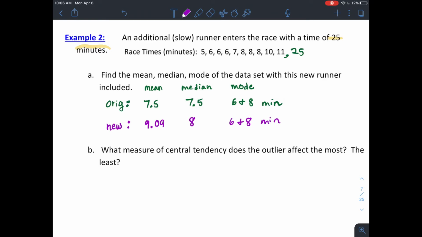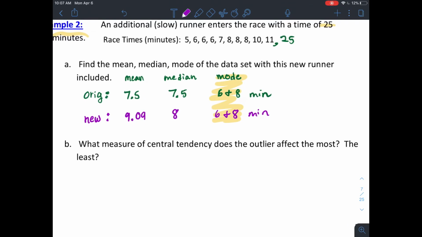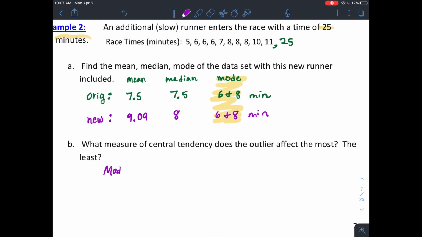So if you look at what impact the outlier had on our measures of central tendency, well, our mode didn't change at all. So it was affected the least. Our mean and our median both were impacted some. Your median went from 7.5 to 8, so it changed by half a minute, and your mean went up by 1.5 minutes. So your mean was impacted the most.